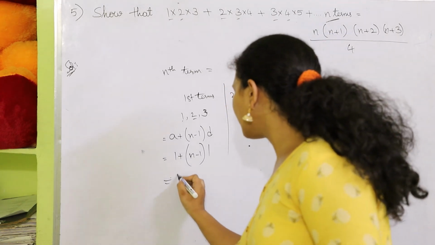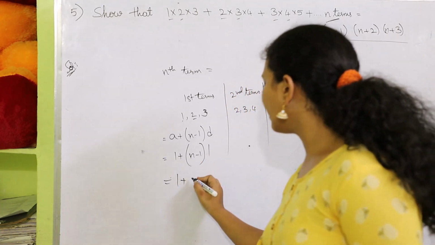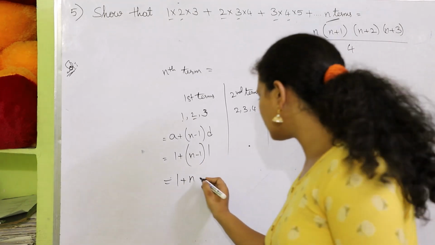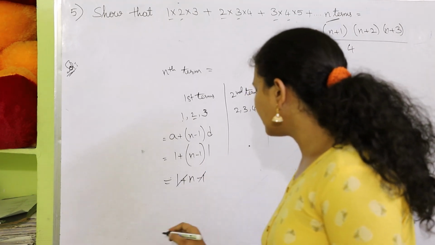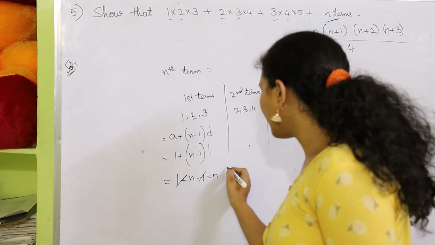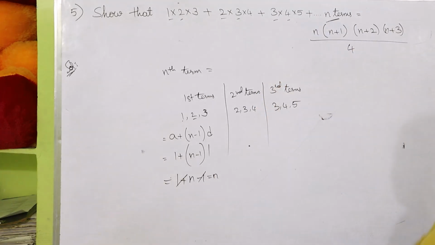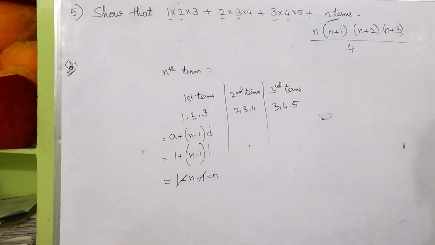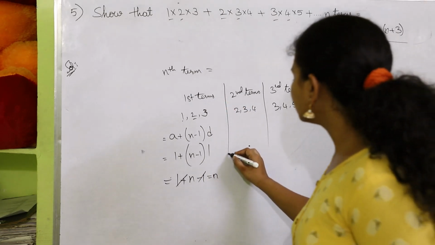Now going back to here, 1 plus 1 into n minus 1. Plus 1 minus 1 gets cancelled. The answer we got what? n. Here n will be the answer, guys. Okay, n is the answer over here. Let it be, okay? Now let me go for the second term.